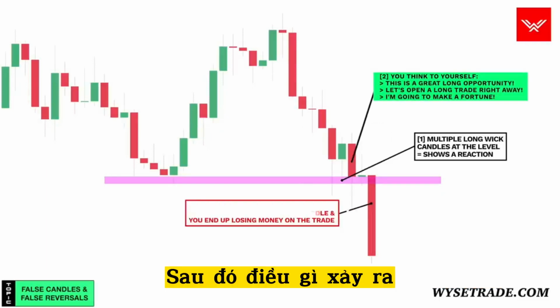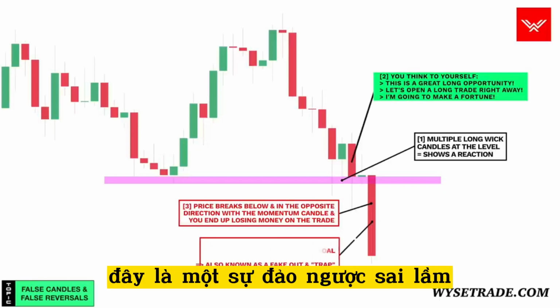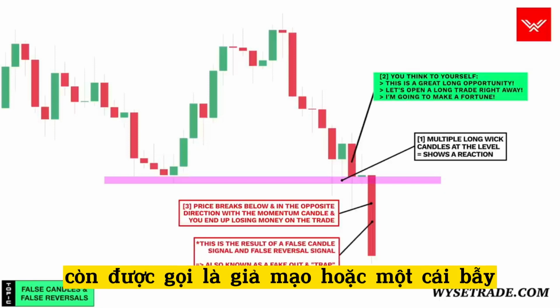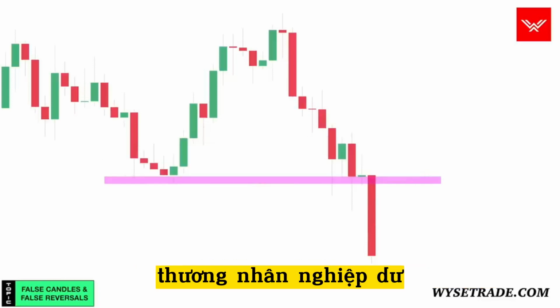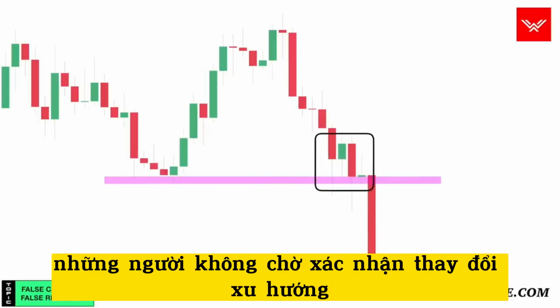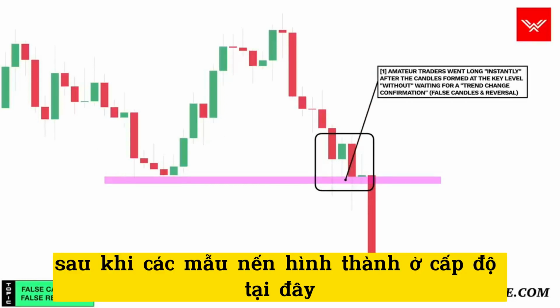I'm going to open a long trade right away and make a fortune. Then what happens? Price breaks through with momentum and you lose your money. This was a false reversal, also known as a fake out or a trap. So why does this happen? Amateur traders who don't wait for a trend change confirmation will enter right away after the candle patterns form at the level here.